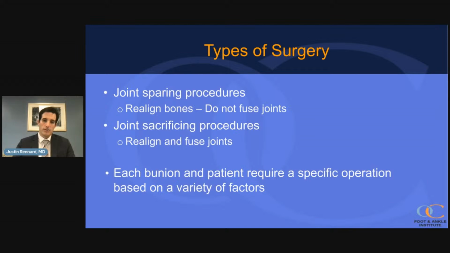One of them is a joint sparing procedure where we realign the bones and don't necessarily fuse any joints. And then the other one is a joint sacrificing procedure where we'll realign the bones, but we'll also fuse joints in the process. There's a bunch of different ways to fix a bunion, and there are a variety of methods and treatment algorithms. We'll talk about some of them in an overview. For a more detailed view, we'll probably save that for a clinic visit and in-person discussion.